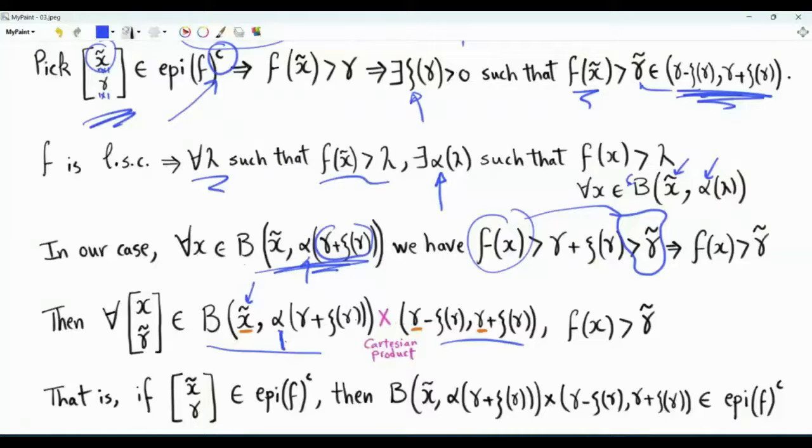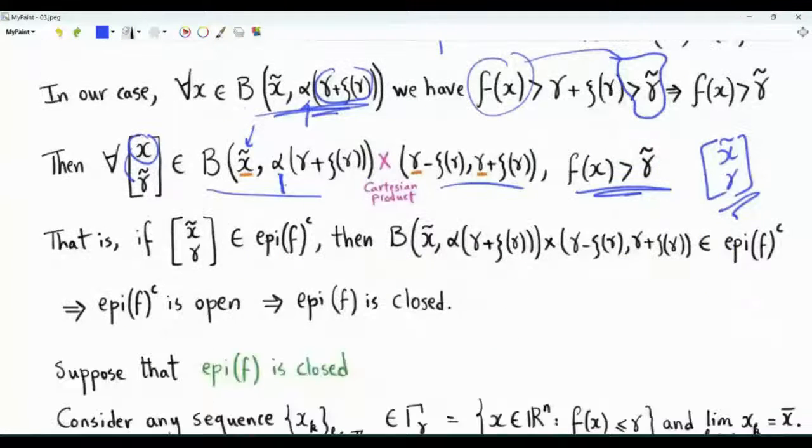In this neighborhood, every point satisfies that f of x is strictly greater than gamma tilde. We started with the specific point x tilde and gamma, and at this point f of x tilde is greater than gamma. Now we discover that about this point there is a neighborhood, and in this neighborhood every x and every gamma tilde satisfy that f of x is greater than gamma tilde. So this means that the complement of the epigraph is an open set. The epigraph itself is a closed set.